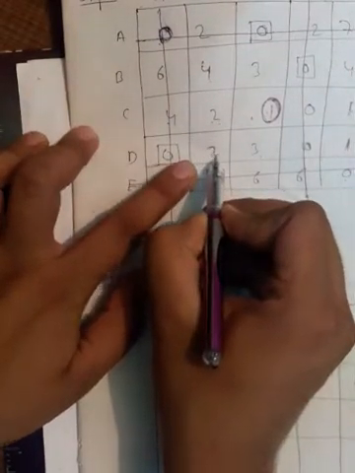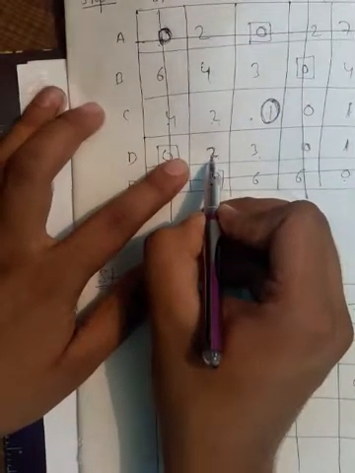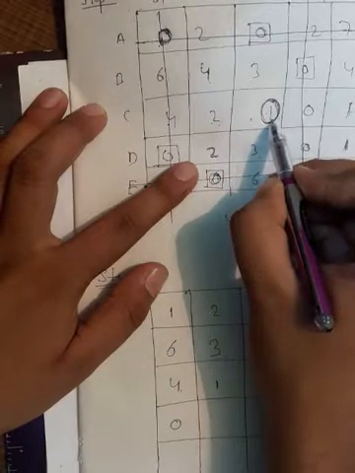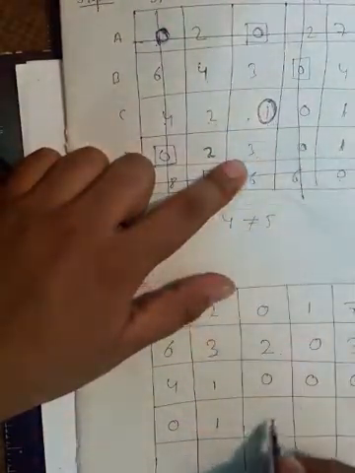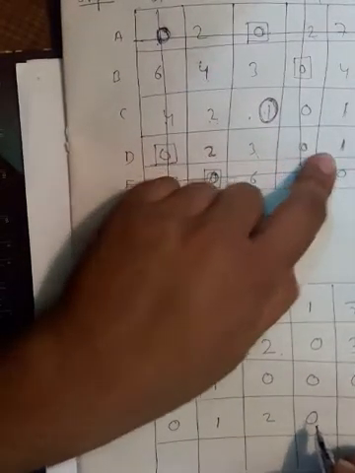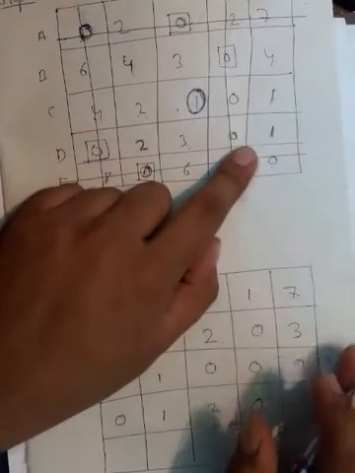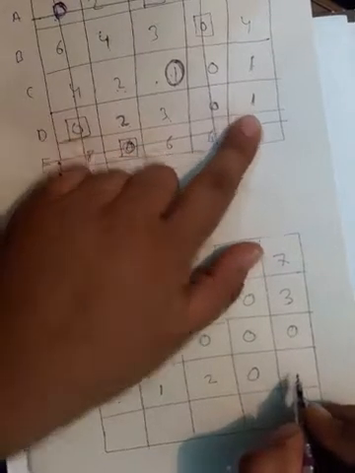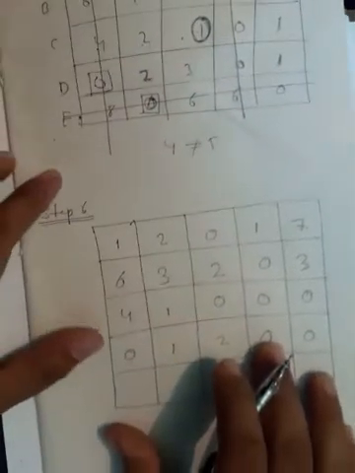The elements that haven't taken part in a cancellation, we have to subtract the minimum value from them. So 2 minus 1 is 1, here 3 minus 1 is 2, 0 will remain as it is. Here, in the 1, you have to subtract 1 minus 1, that is 0.